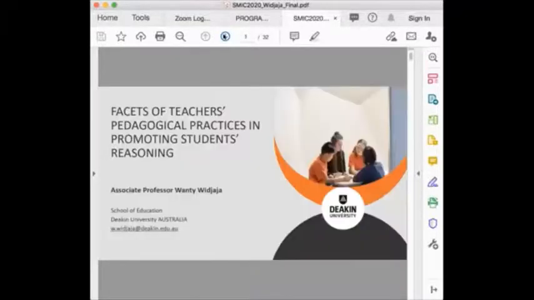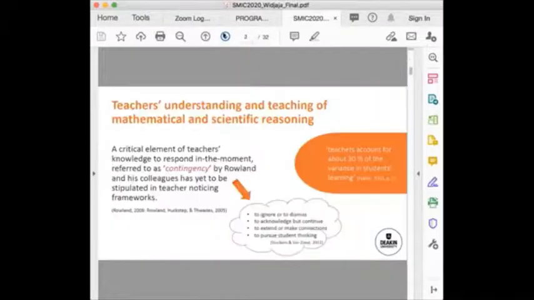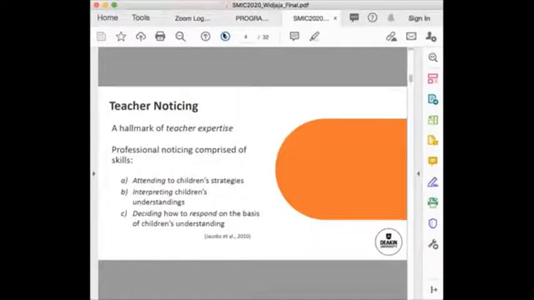Sorry about that. So I'm connecting it to the research that my colleagues at Deakin University and I did a couple of years ago. We were focusing on trying to understand teacher noticing, primary teachers especially noticing, and teacher noticing has been discussed a lot in the literature.